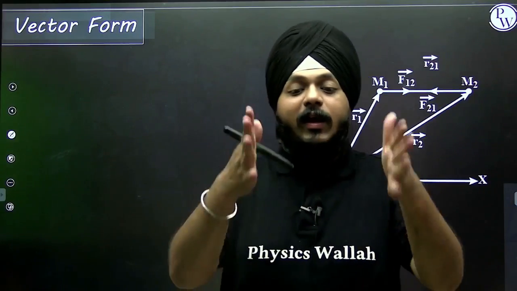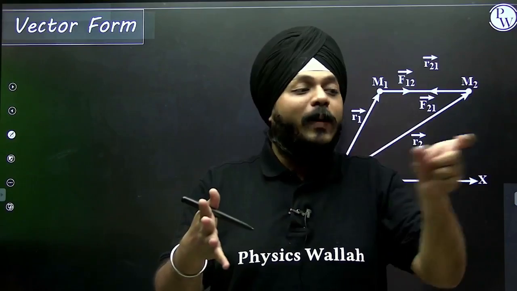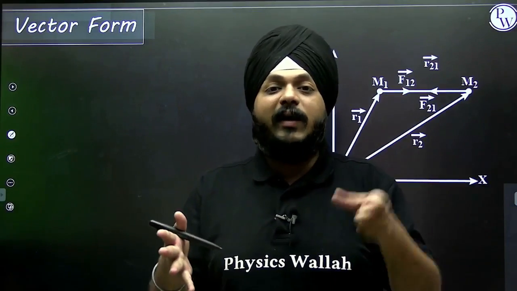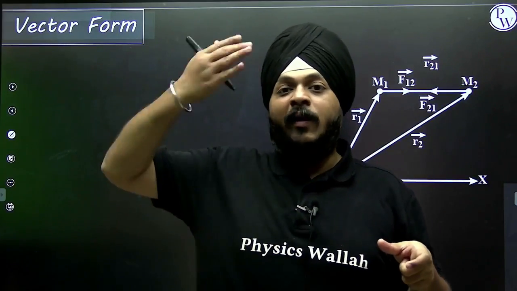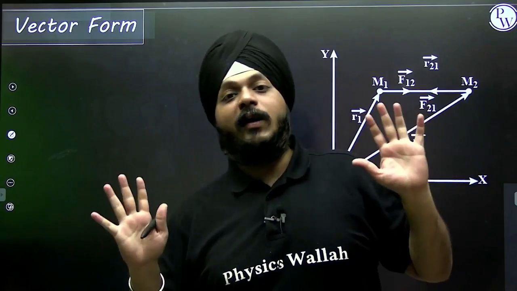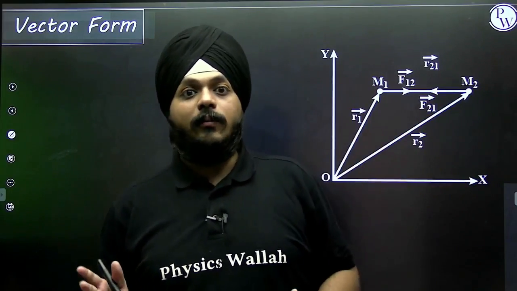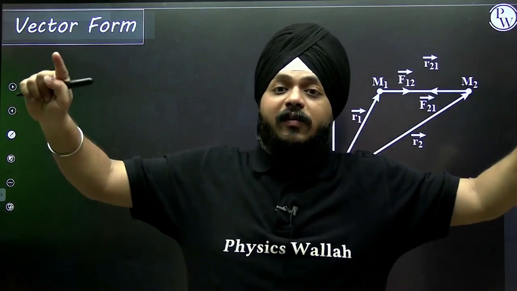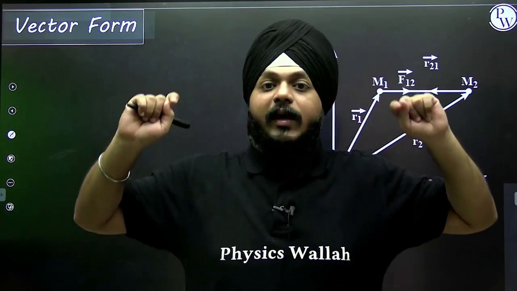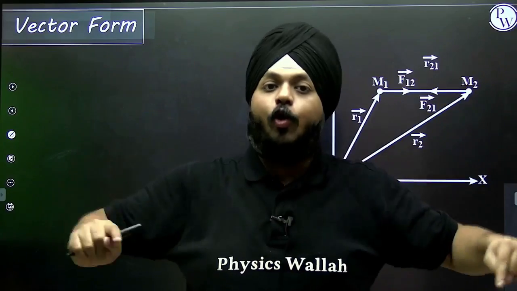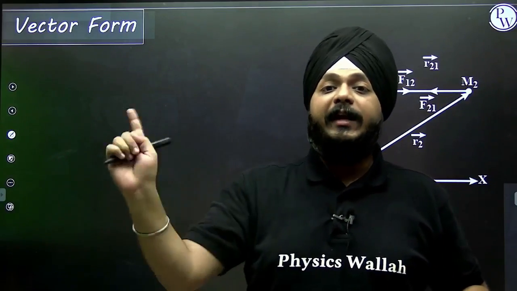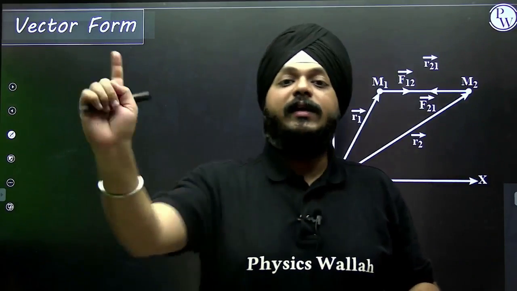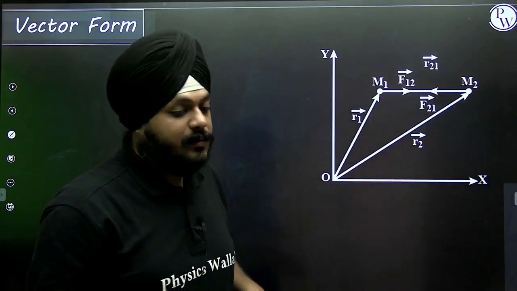Suppose the two masses are kept on the respective x-axis, y-axis, or z-axis, then we can define it through the scalar form. But what about when they are present at any position coordinate in an entire three-dimensional Cartesian coordinate system?